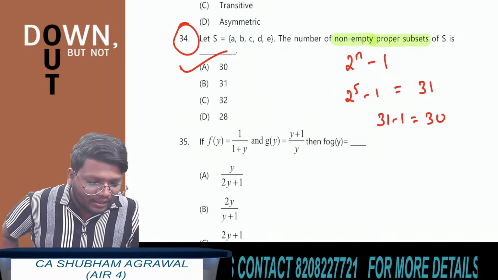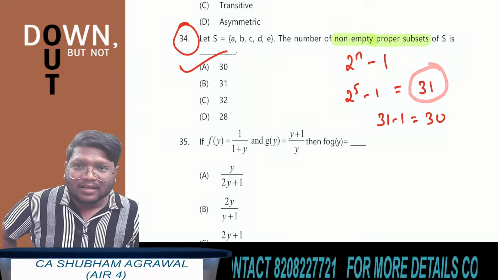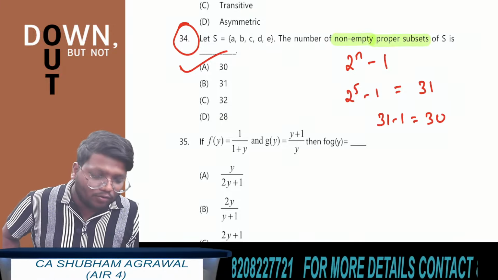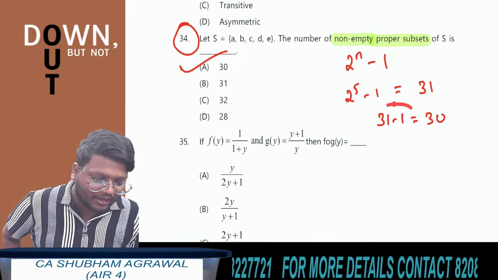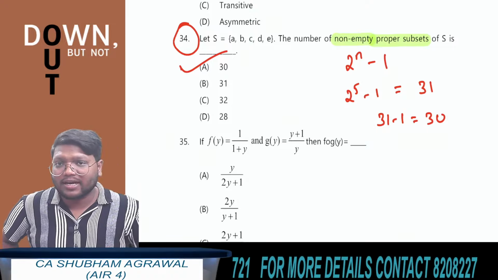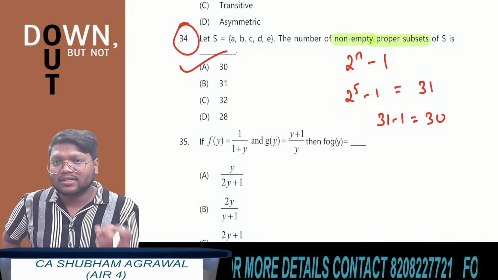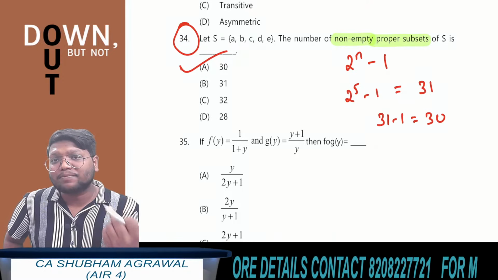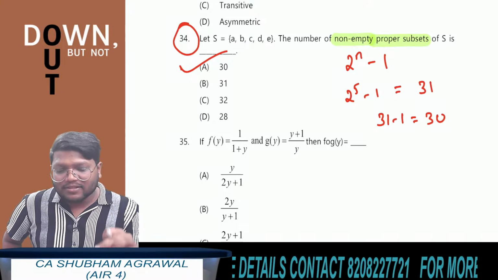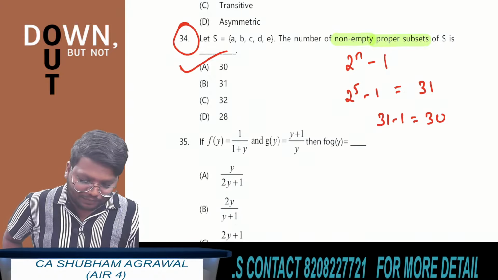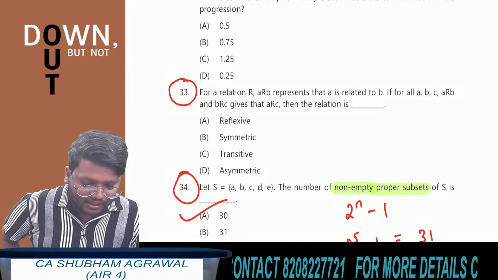In these 31 proper subsets, the null set is also included. The null set is the empty set, so you have to exclude that as well. So 31 minus 1 is 30. Which option is correct? Option A. If they are asking just the number of proper subsets, the answer is 31. If they are asking just the number of subsets, then the answer is 32. And if they are asking the number of non-empty proper subsets, then the answer is 30. Okay. Question number 33.